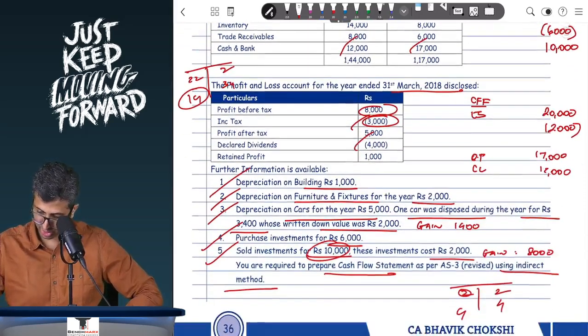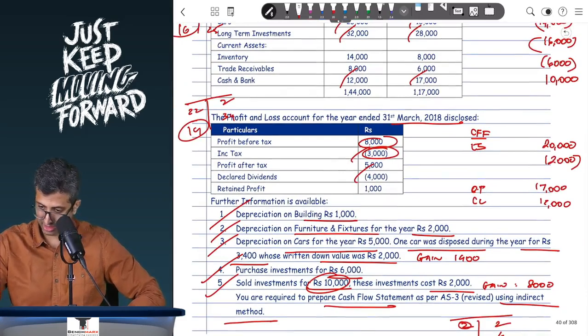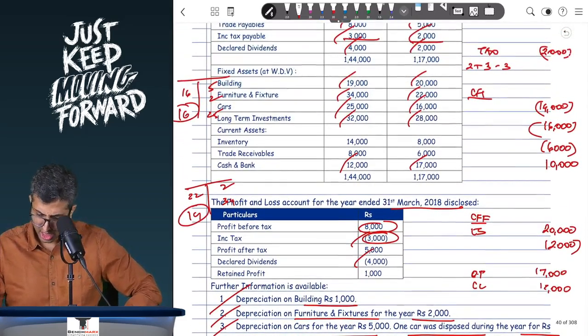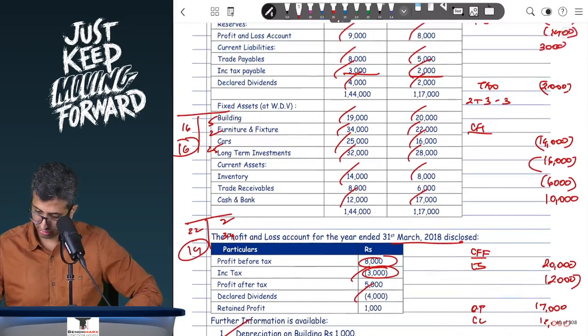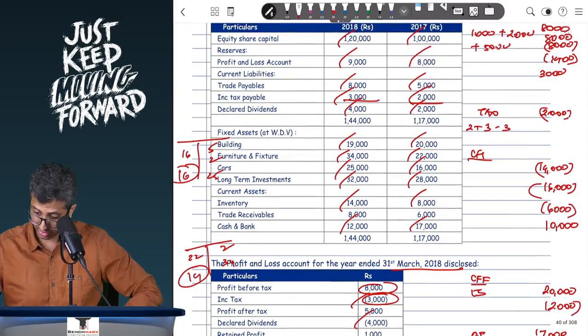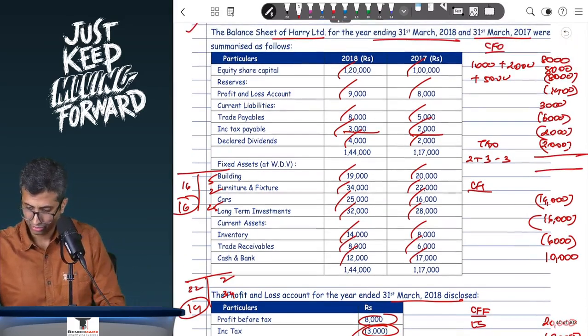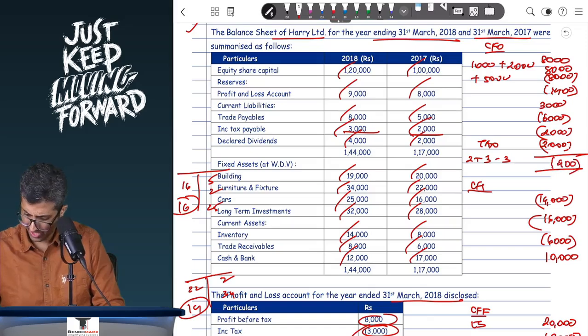ओके, that's about it. अभी investment अगर reconcile करने जाए तो investment 28 plus you have purchased investments worth 6, 34 minus WDV of 2, 32,000 reconciled. Inventory 8 से 14 well increase हो रहा है, you'll have to subtract 6,000. Trade receivable 6 से 8 increase हो रहा है, 2,000 deduct, and that's about it.